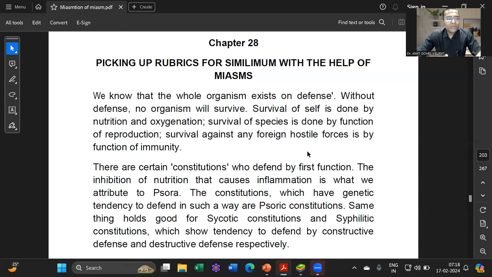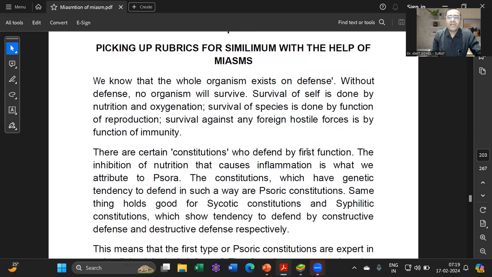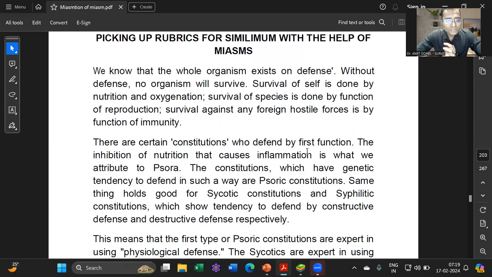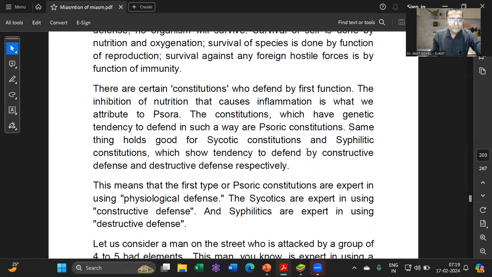So whenever you have to encounter a sycotic disease and you are prescribing on the basis of just psora, you cannot get a proper result. So this is the reason why you have to pick up the rubric for the particular similimum with the help of miasm. So we are starting with the reading. We know that the whole organism exists on defense. Without defense, no organism will survive. Survival of the self is done by nutrition and oxygenation. Survival of the species is done by the functions of reproduction. And survival against any foreign hostile forces is by the functions of immunity as a defense.